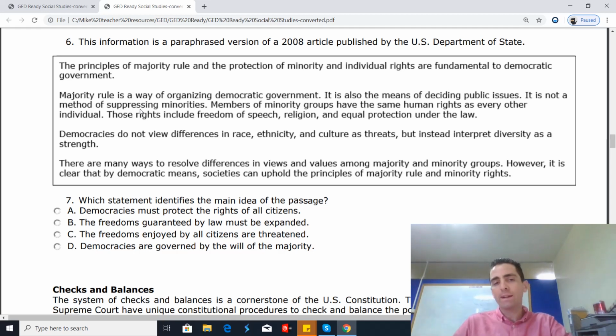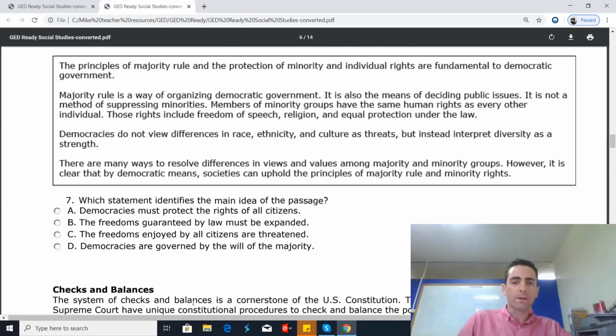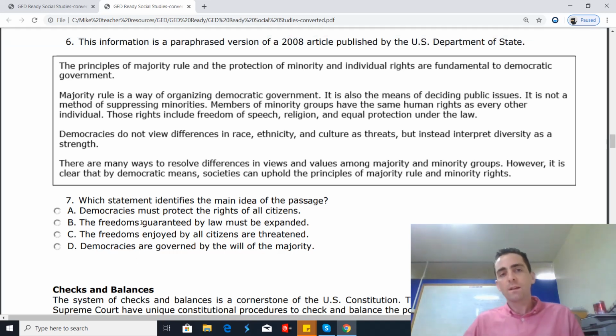It's clear that by democratic means, societies can uphold the principle of majority rule and minority rights. So I think it is A here. Democracies must protect the rights of all citizens. Okay, so it's not just, think about it.